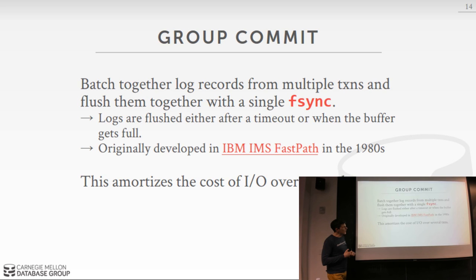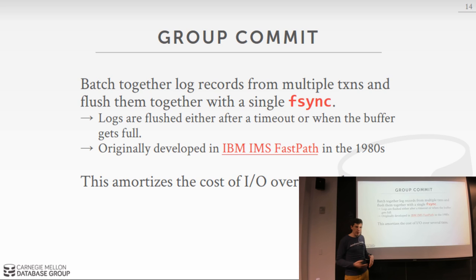So this was originally developed by IBM in the early 1980s. They had a storage engine for IMS. Remember, IMS was the hierarchical system they built for the moon mission in the 1960s. They came out with, in the same way that Hekaton was an in-memory optimized engine for SQL Server, an in-memory optimized engine for IMS, this thing called FastPath. And one of the things that they introduced was this notion of doing group commit. It seems obvious now, but I guess in the 1980s, this was considered novel.